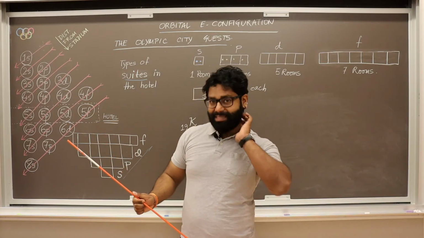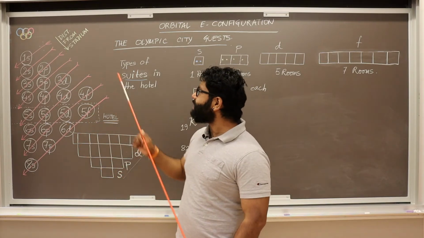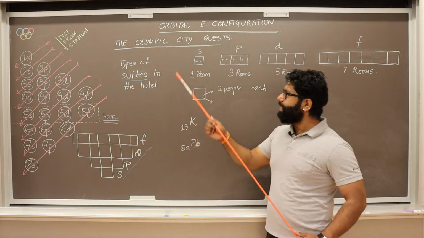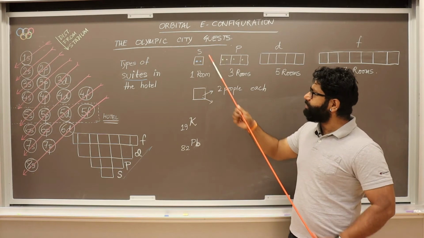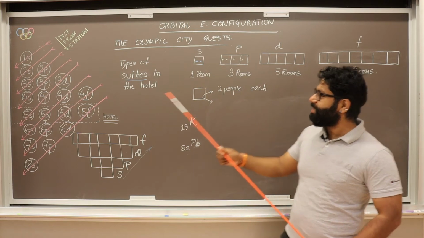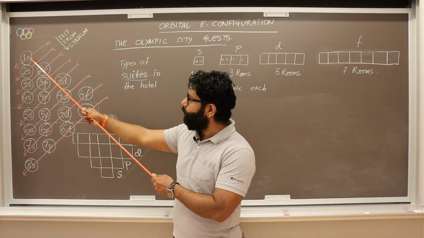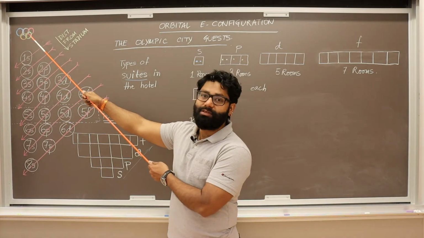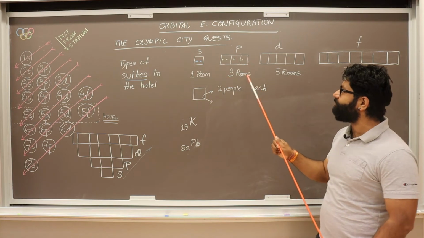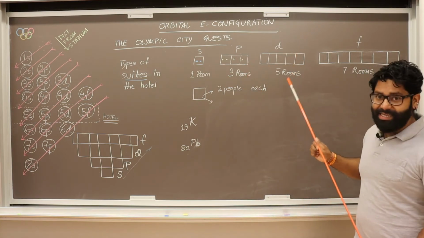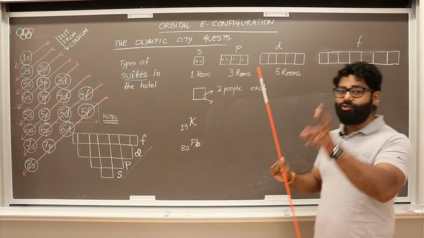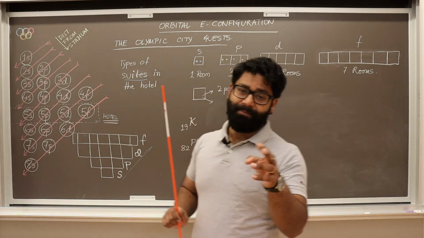The different hotels have different types of suites. We have a suite S in which there is only one room. Pretty lame suite, but the good thing about it is that it is closer. So 1S is pretty close to the stadium. Another type of suite is a suite P in which we have 3 rooms. Suite D has 5 rooms, and suite F has 7 rooms. Each room will house 2 guests.